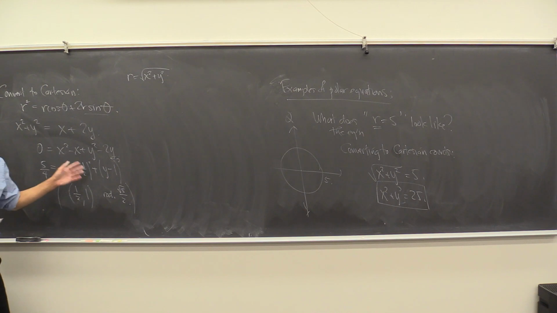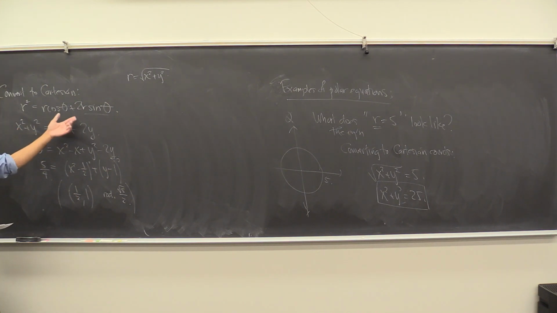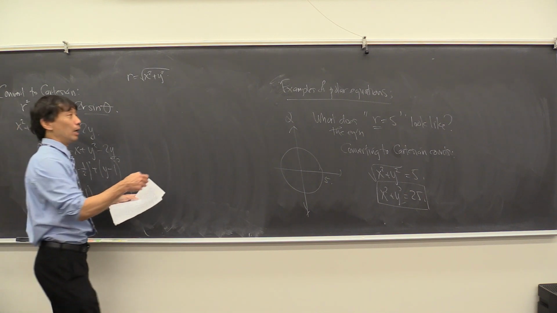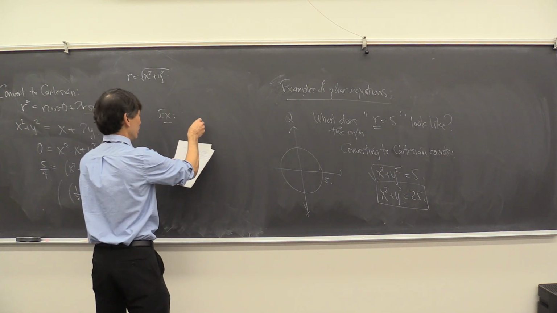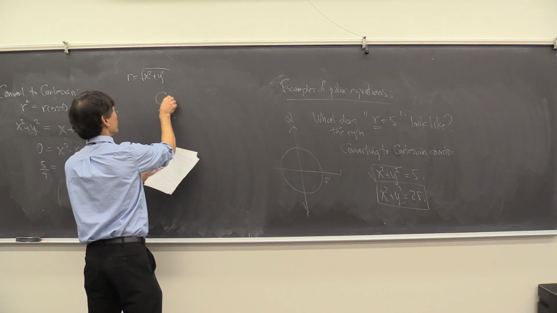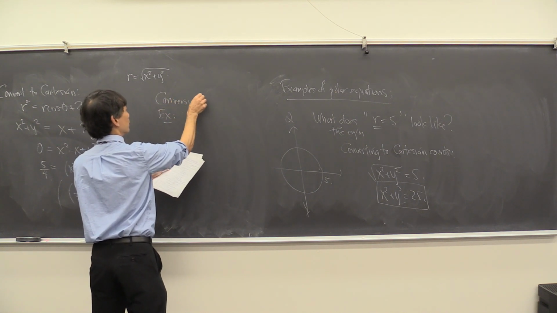Okay, so some of the problems that you're going to have in your homework are this sort of game. You're given something like this, and then you switch it over to Cartesian coordinates, or vice versa. You're given something in Cartesian coordinates, and they ask you to switch it over into polar coordinates. So, for example, these will mainly be conversion exercises.